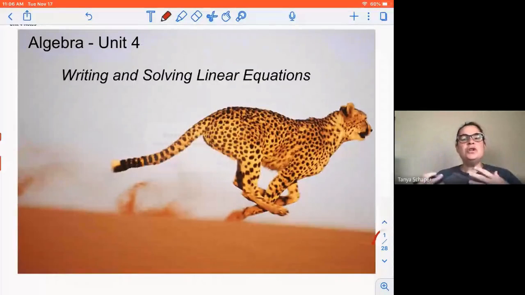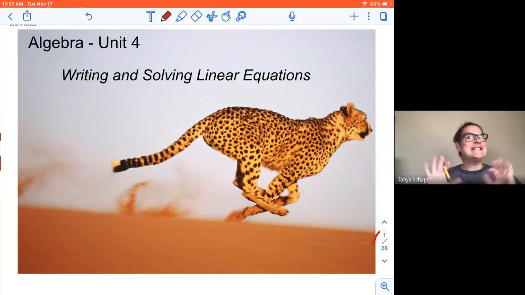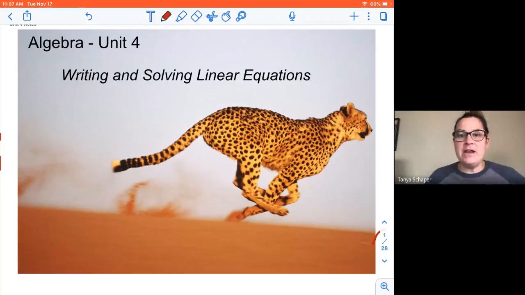We're going to be continuing to write and solve linear equations. The difference is in this unit, we're going to add variables to both sides. We're also going to be looking at some absolute value, and believe it or not, there's some equations that have no solution. Seriously. So we're going to be bringing that in as well.